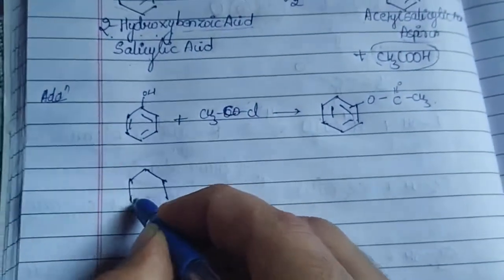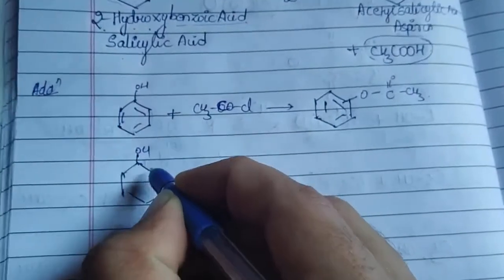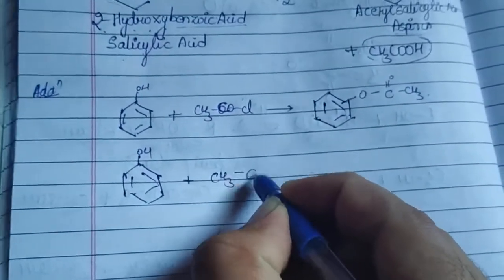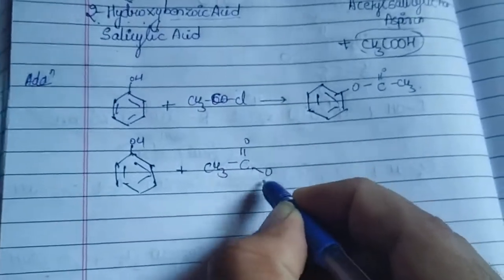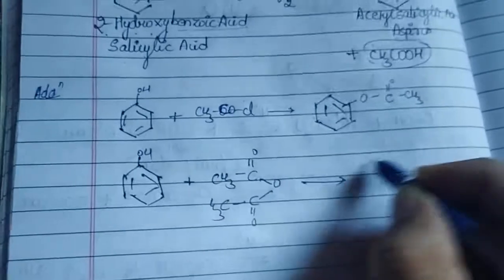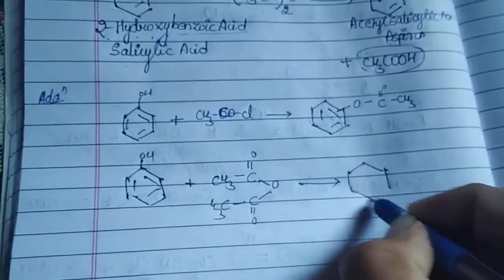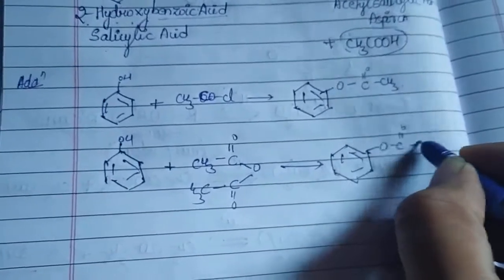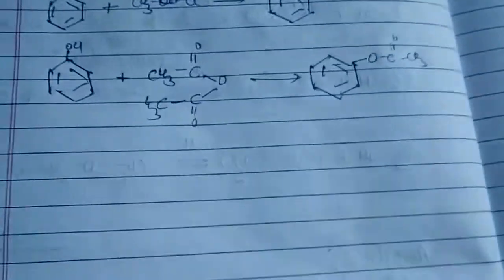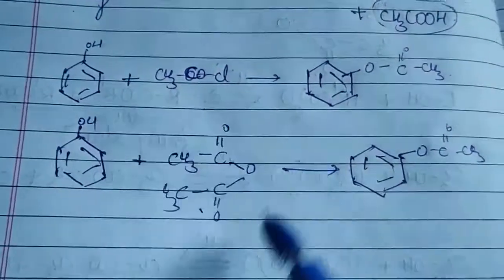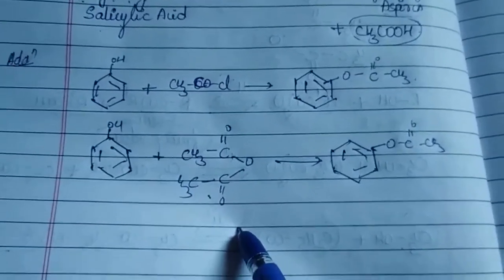Now once again, if I use phenol with acetic anhydride, how can I write it? Yes, CH3CO, O, C double bond O, CH3. So what are you going to get? Yes, you get OCOCH3. In both cases the products are the same, but the reactants are different. In one case we used an acid chloride, in the other case an acid anhydride.